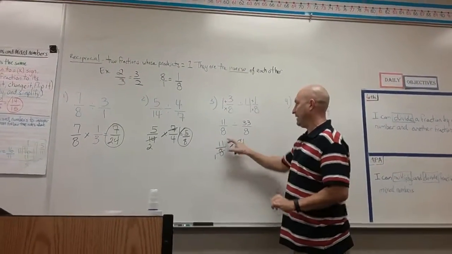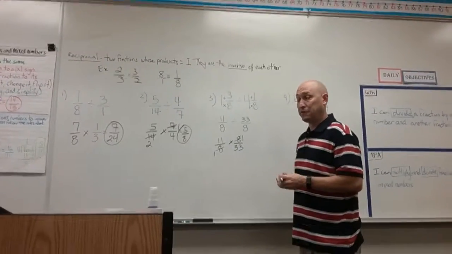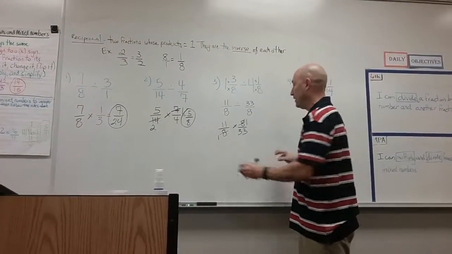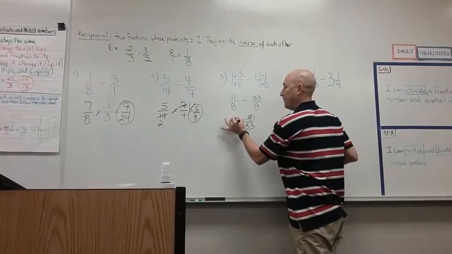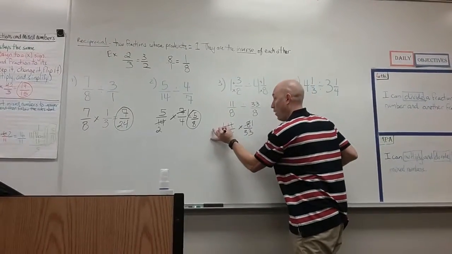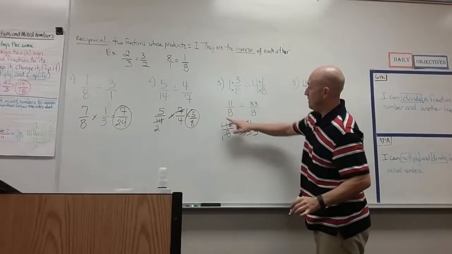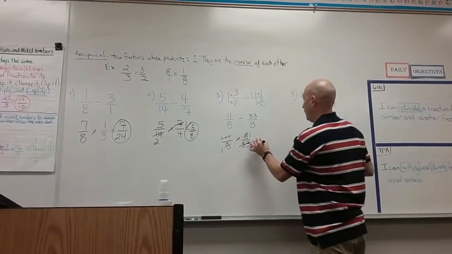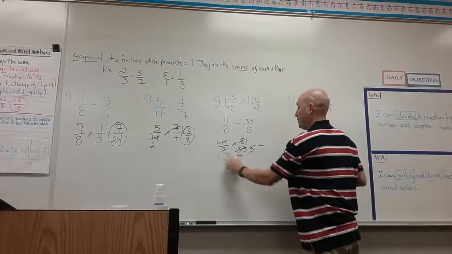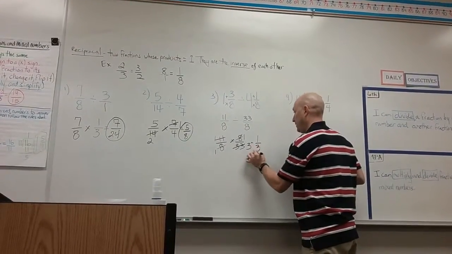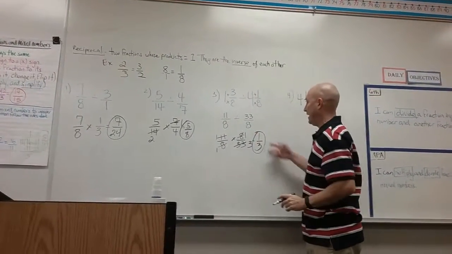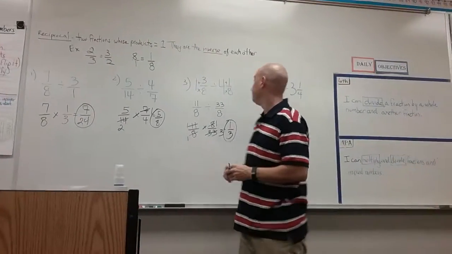Here I look diagonally and I can see that 11 and 33 have a common factor of 11. So I'm going to divide both by 11. 11 divided by 11 is 1. 33 divided by 11 is 3. Now I go straight across. 1 times 1 is 1. 3 times 1 is 3. And my final answer is 1/3.